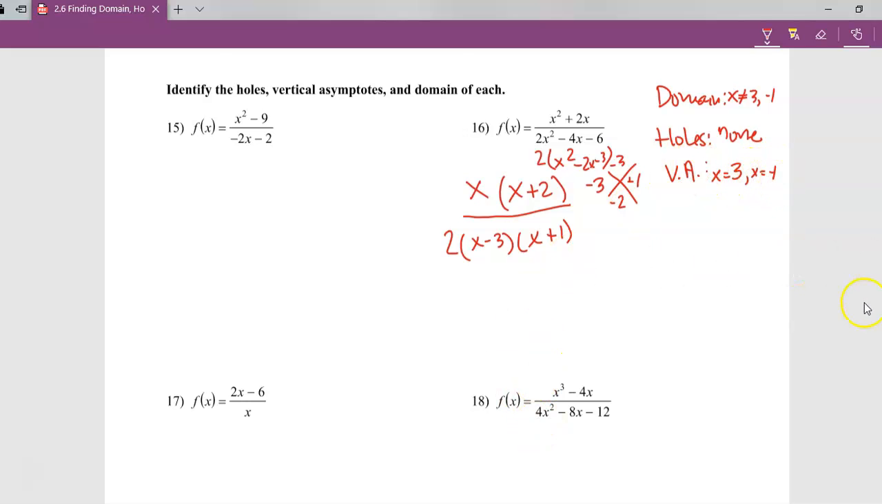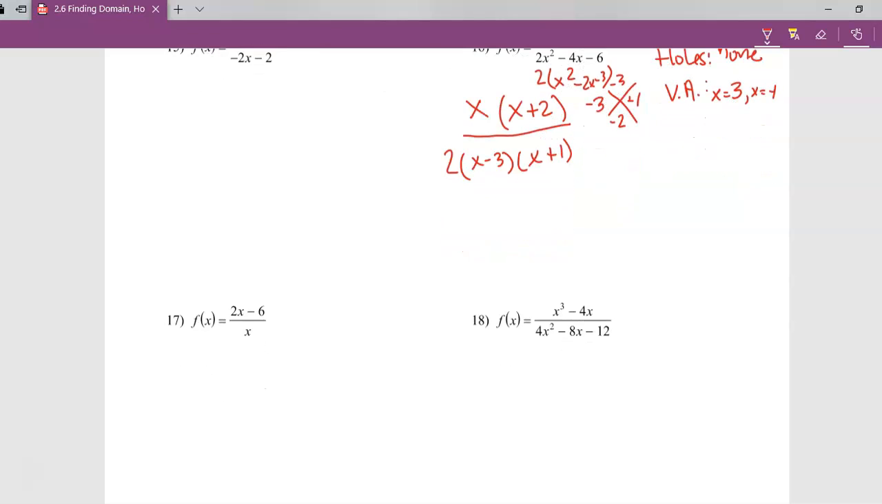All right, last example. Let's just do one more. We'll do number 18 here. Pull out a common x here. That would leave x squared minus 4. And then on the bottom, pull out a common factor of 4. That would leave me with x squared minus 2x minus 3. So I'm just taking the common factor first. x is still squared here, so I can still factor that.